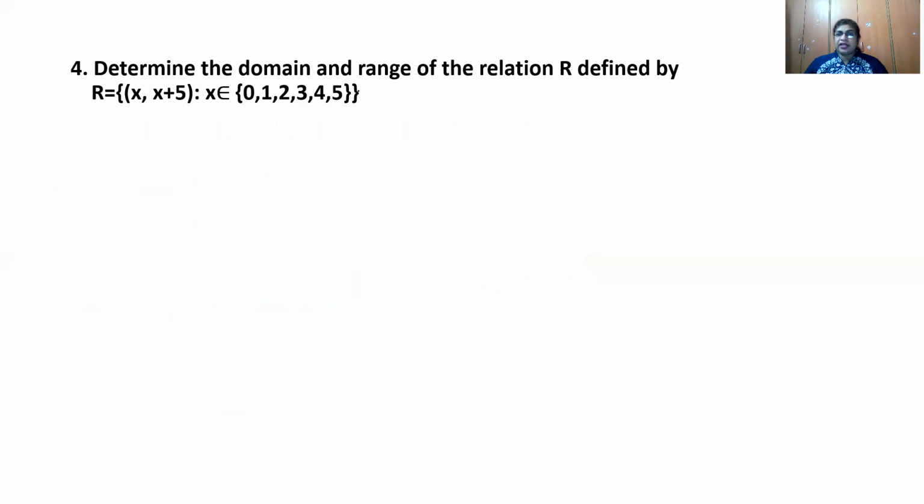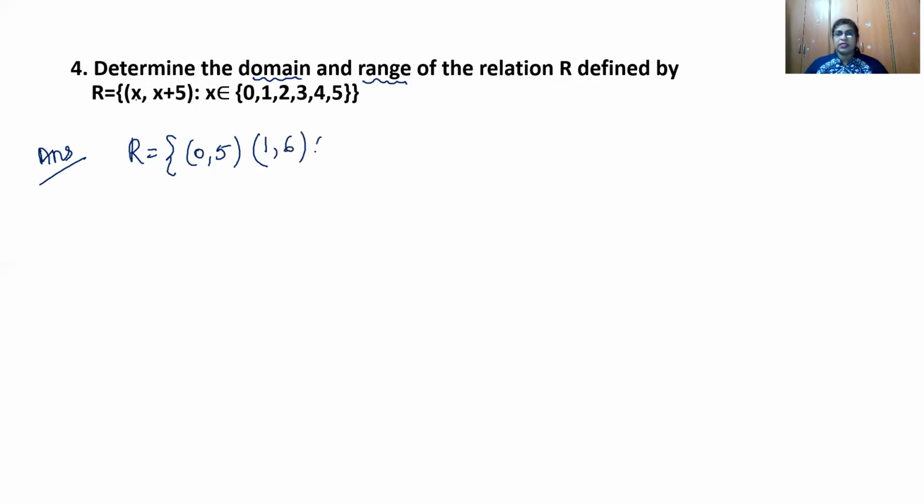Determine the domain and range of the relation R. So I have to find the domain and the range of relation R defined by R is equal to the set of all (x, x plus 5) such that x belongs to {0, 1, 2, 3, 4, 5}. So I have to take all the elements of x, that is 0, 1, 2, 3, 4 and 5, and substitute there. That would be my answer. So let us start by substituting. R is equal to, first substitute x as 0. You will get 0 and 0 plus 5 is 5, so the first ordered pair is (0, 5). Next put x is 1. 1 plus 5 is 6.